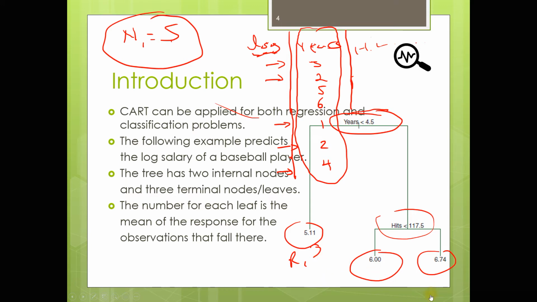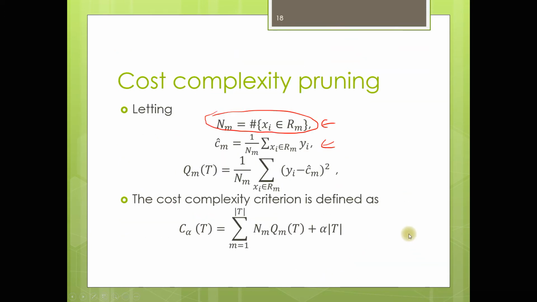Okay, so here we go. This is what it means. And then remember that you have been fitting a constant c cap m. c cap m is obtained by taking the average within that particular region, by summing y_i over the region, that is, the average of the output within that region. That is, sum your output divided by the total number of observations.